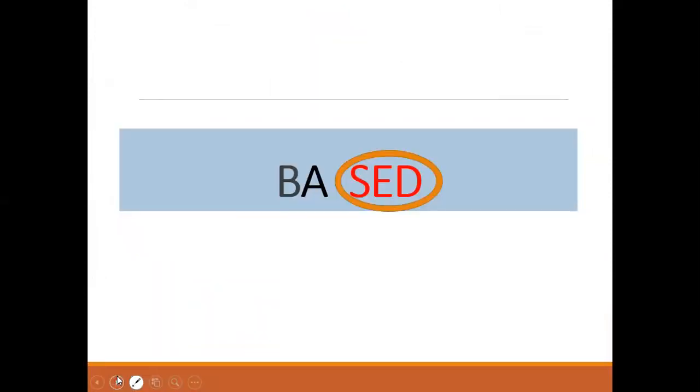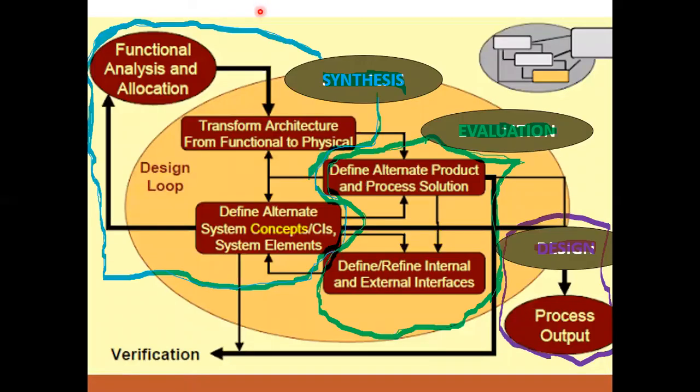So the next part is regarding synthesis, evaluation and design. Most importantly, the synthesis part is actually the functional analysis and allocation of the functional components within the building. Functional components within the building, function basically refers to the purpose for which building is designed.